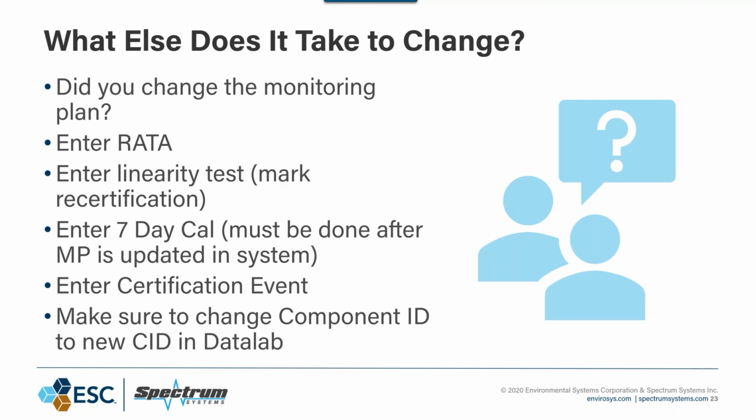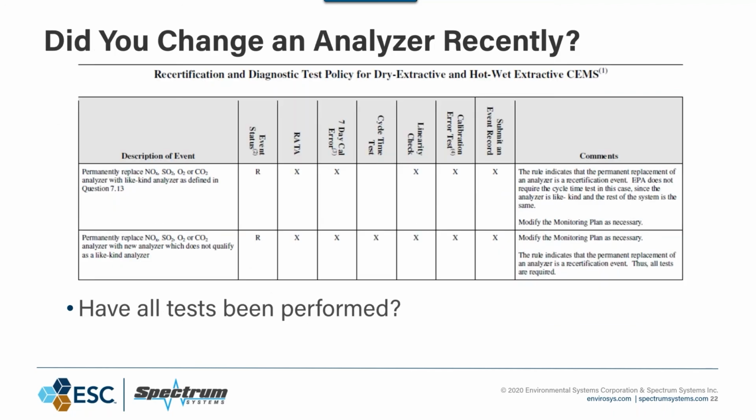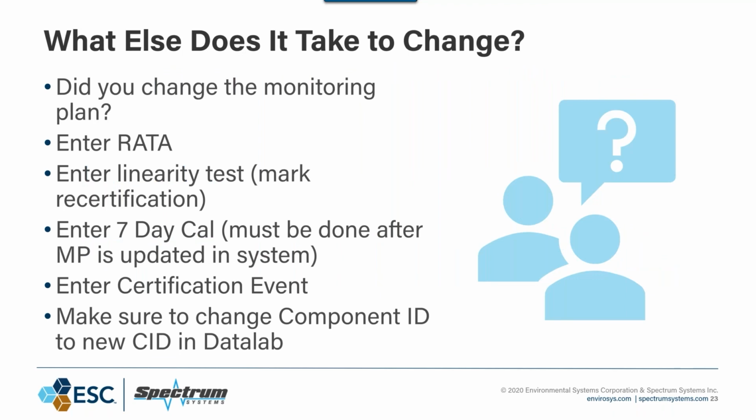If you're entering new linearity tests, 7-day tests, all these are tests that you may have to perform if you're in a situation such as changing out an analyzer. So just be careful whenever you're making a change that you refer to your policy manual and you're performing the correct tests. ECMPS will catch this, and make it really, really difficult to resubmit after you've submitted.